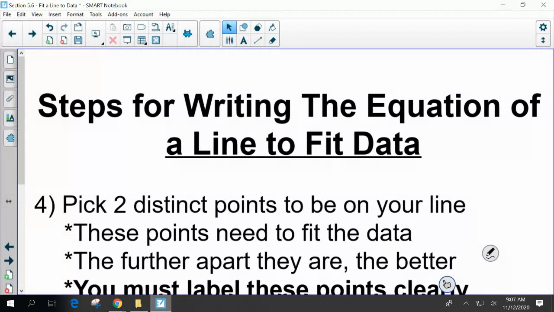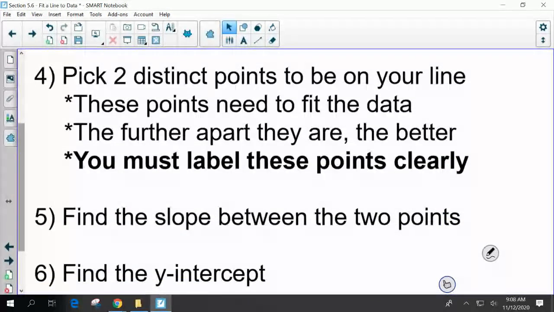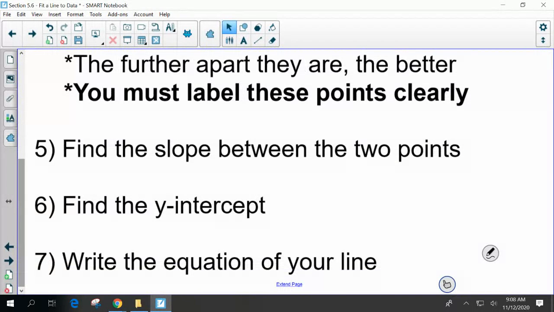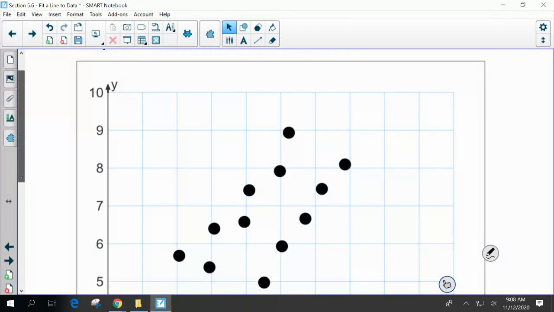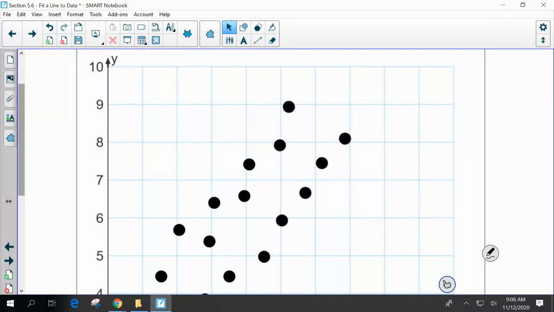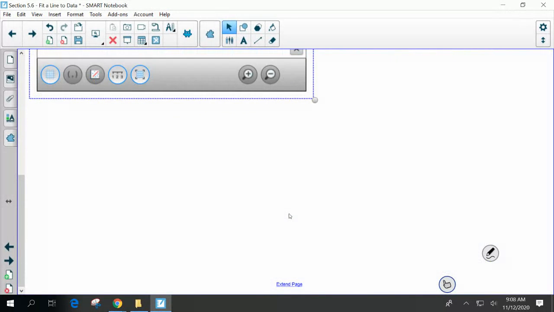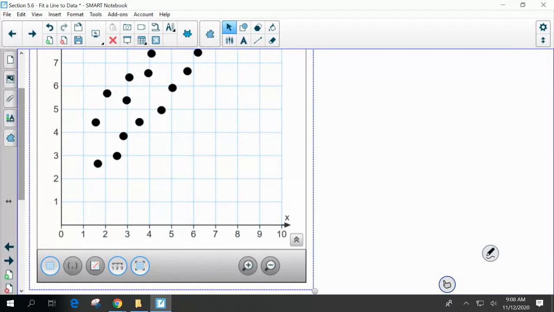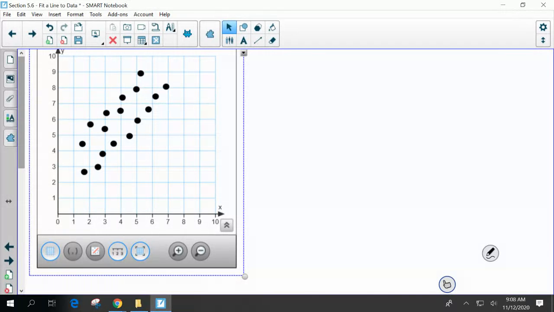Okay, so whenever we try to find the equation for a line of best fit, you first graph your points, then you're going to pick 2 points on your line, and then you're going to find the slope between the 2 points and find the intercept, and then write the equation. So for example 1, the points are already plotted. What we're going to do is draw a line through them. Obviously, for a line of best fit, we all could have different answers, but they should be close to each other. Our answers should be somewhat similar.